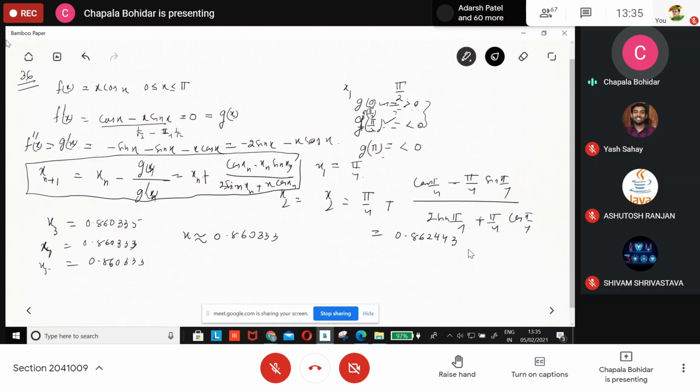After getting the value of X, the question is asking about the absolute maximum value of the function. Put this value here, then find out the result, that is your absolute maximum value. Do it like this. If any question, that is your question number 22 of your 4.7, also do it like this.